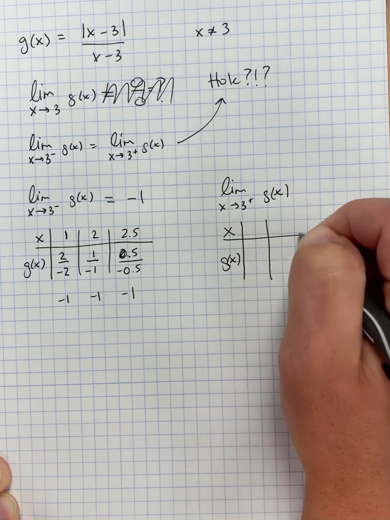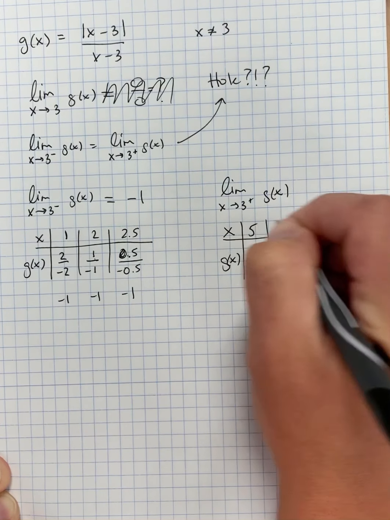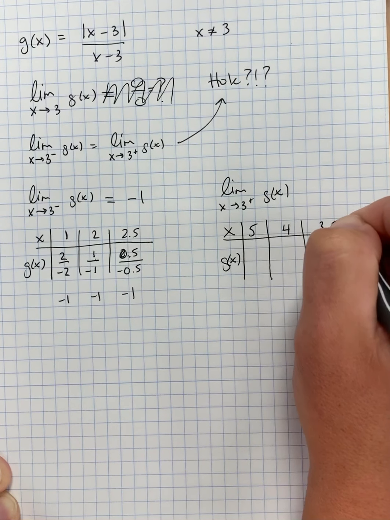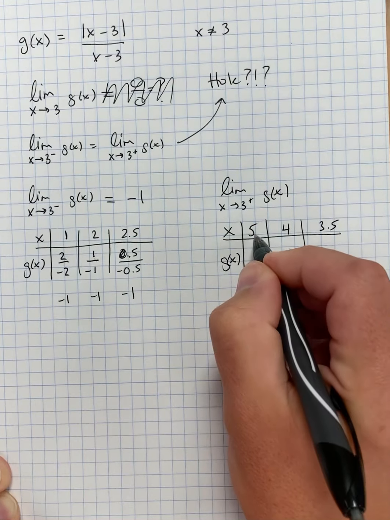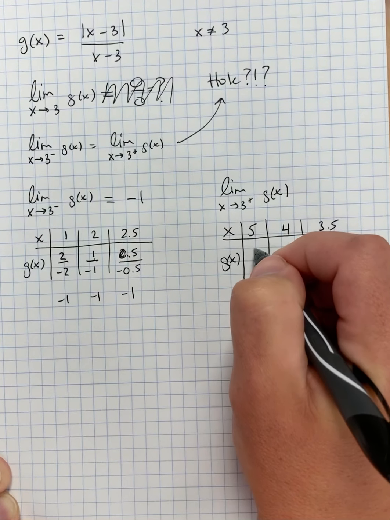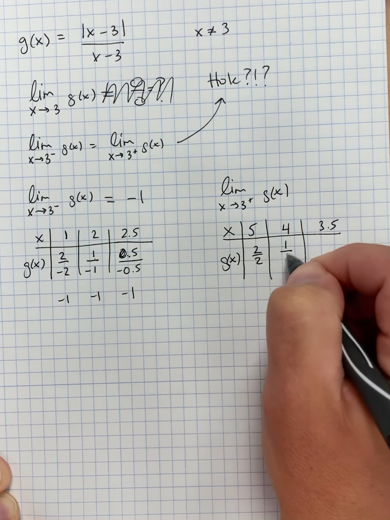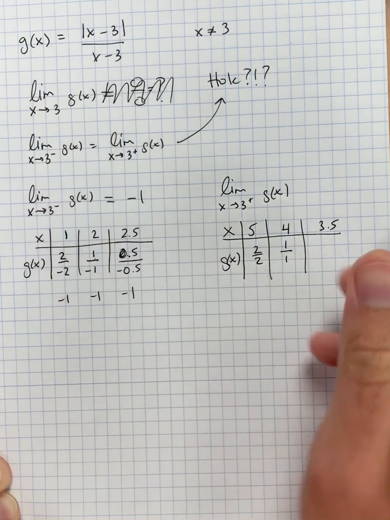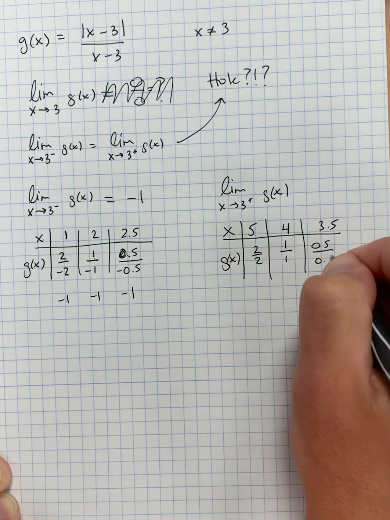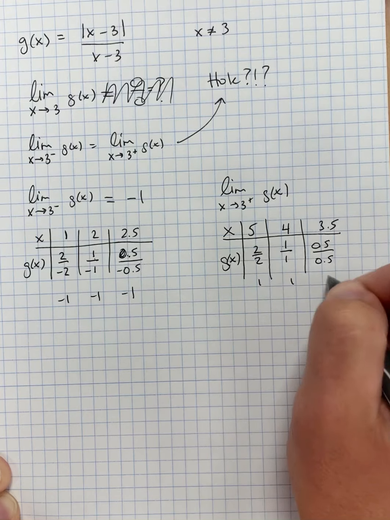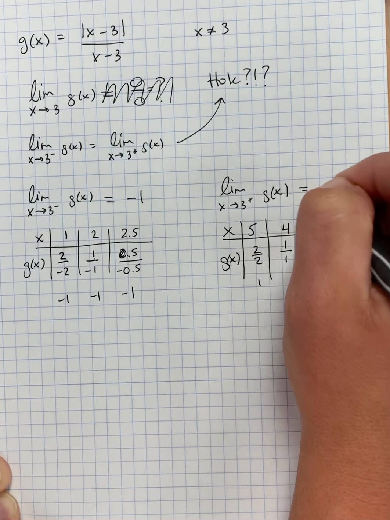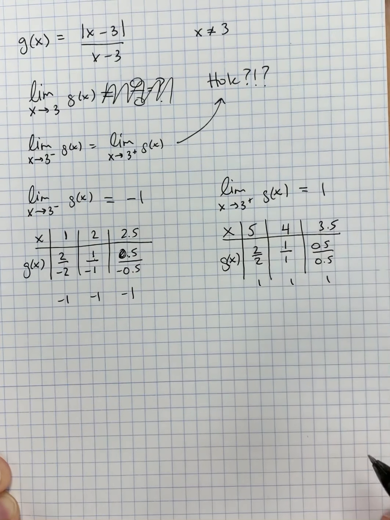X values from the right, we'll use 5, 4, and then 3.5. Putting 5 into my original function, I get 2 over 2. When I put 4 in, I get 1 over 1. When I put 3.5 in, I get 0.5 over 0.5. I get values of 1, 1, and 1. So from the right, it looks like we're approaching 1.